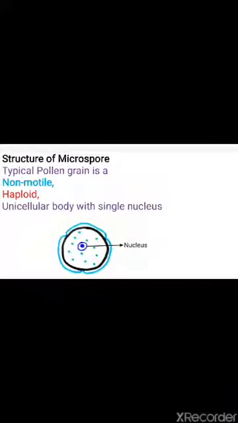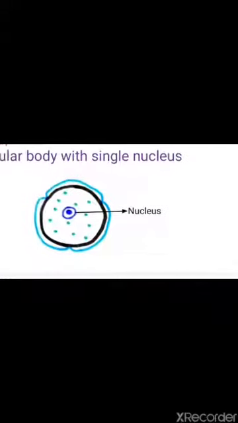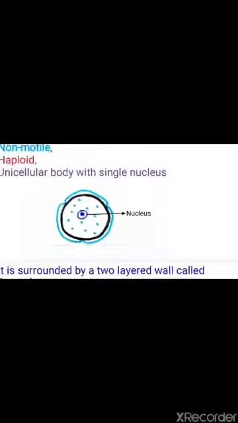Then the structure of microspore or the structure of pollen grain. The pollen grain is non-motile. It is haploid and unicellular with a single nucleus. So this is the diagram of pollen grain.